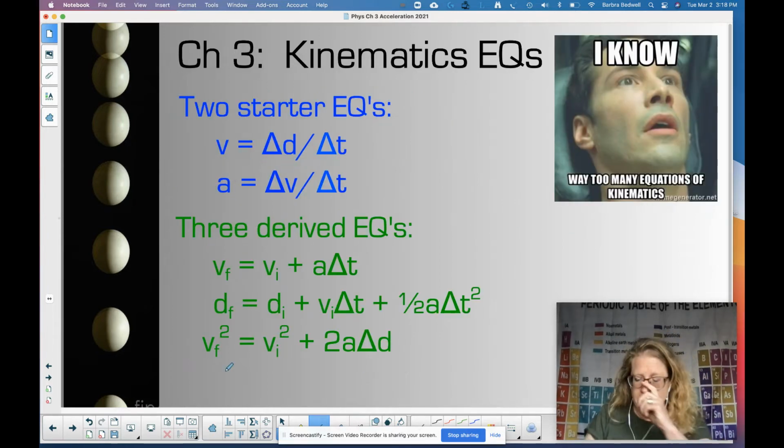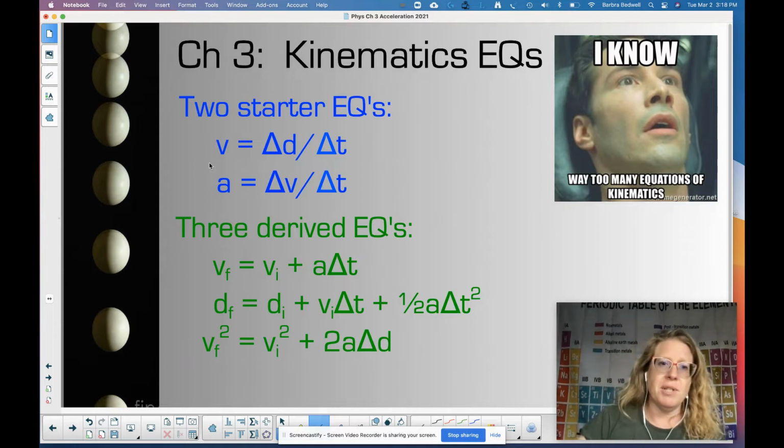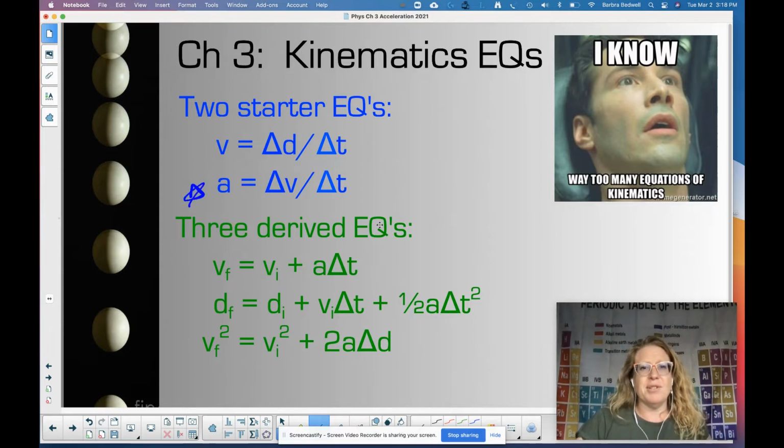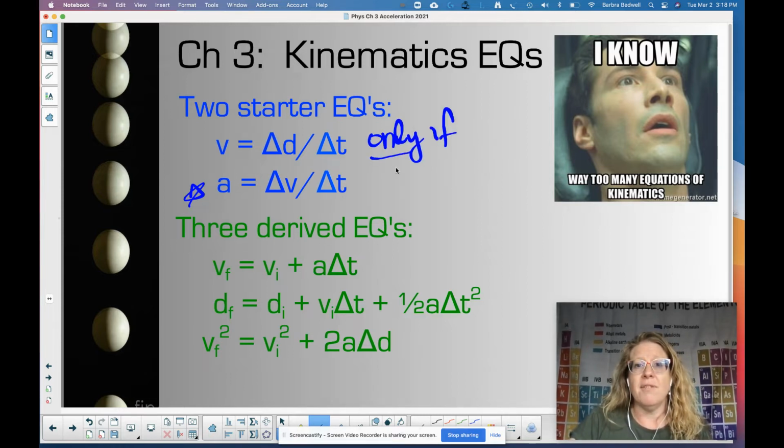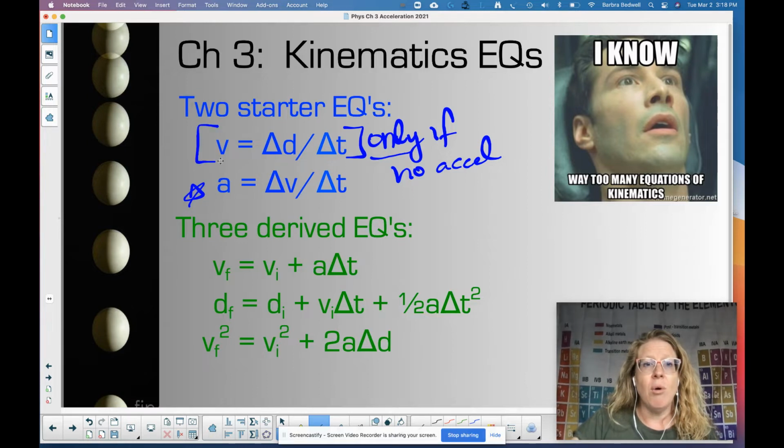Okay. This was the equation that we just used, that acceleration is change in velocity over change in time. I'll remind you that we do have a simple equation from our last unit, which is that velocity is distance divided by time only, and this is important, if no acceleration. This is kind of a key point. This equation right here only works in constant velocity. It does not work if the acceleration is changing. All of the other equations are about acceleration.